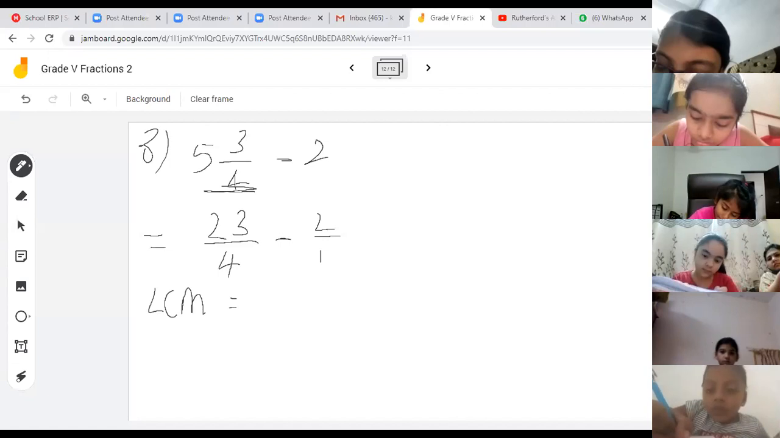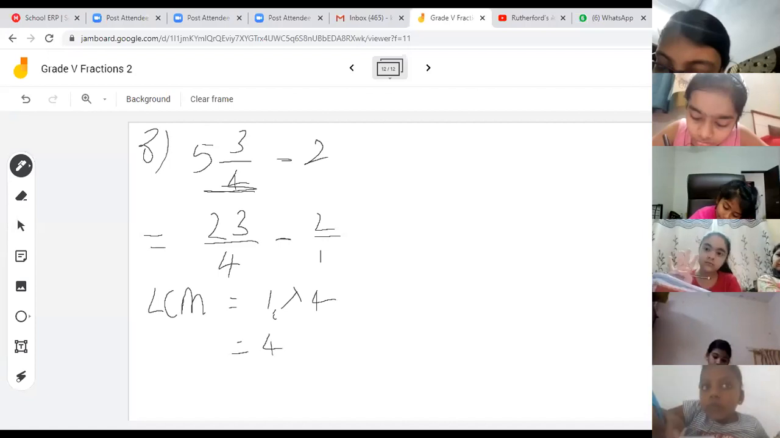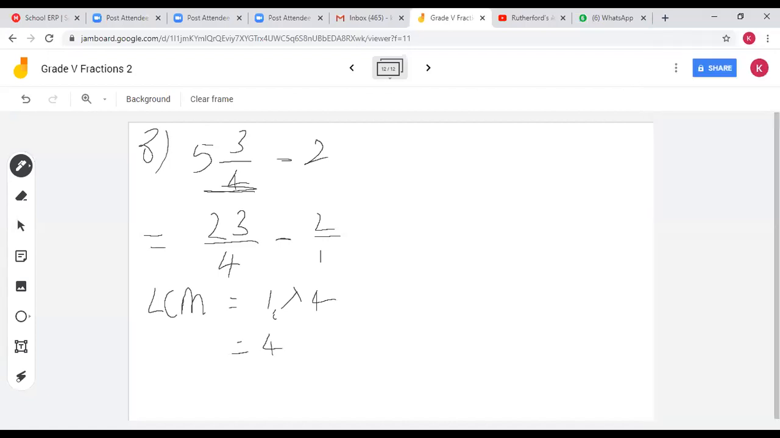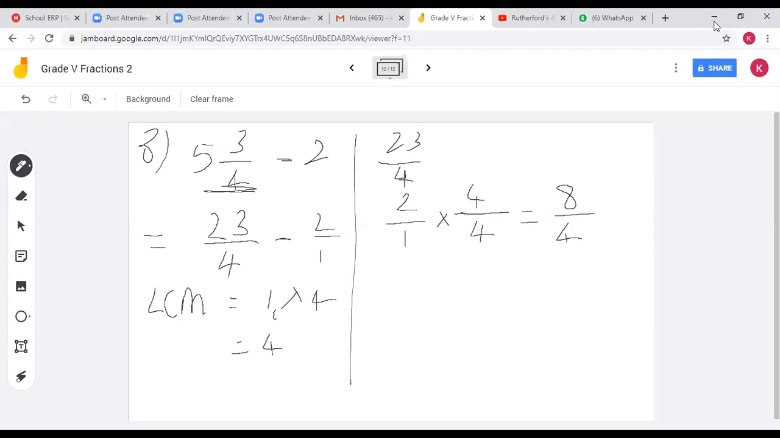LCM is very easy because 1 and 4 are there, so 1 fours are 4 only. Okay, now LCM is 4, so this 23 upon 4 we don't need to change, because it already has 4. And 2 upon 1 we have to change, right? So it becomes 4. How? 1 4 is 4, so 2 4 is 8. So we have got 23 upon 4 minus 8 upon 4.